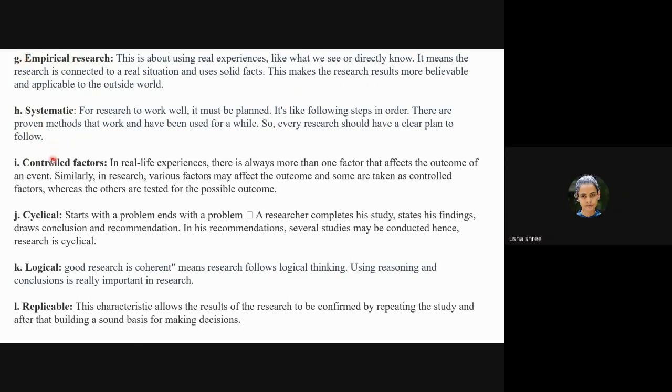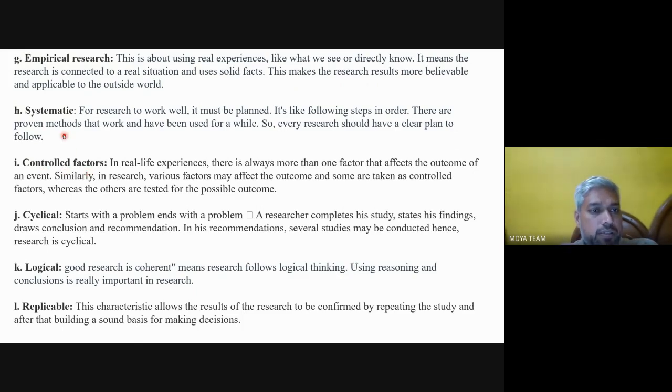And controlled factors, we understood systematic. Now controlled factors. In real life experience, there is always more than one factor that affects the outcome of an event. We see in our life there are so many factors, so there are many outcomes of a situation or an event. Similarly in research, various factors may affect the outcome. Here we are talking about confounding variables. So some are taken as control factors, which means some of the factors are controlled, whereas others are tested for the possible outcome.